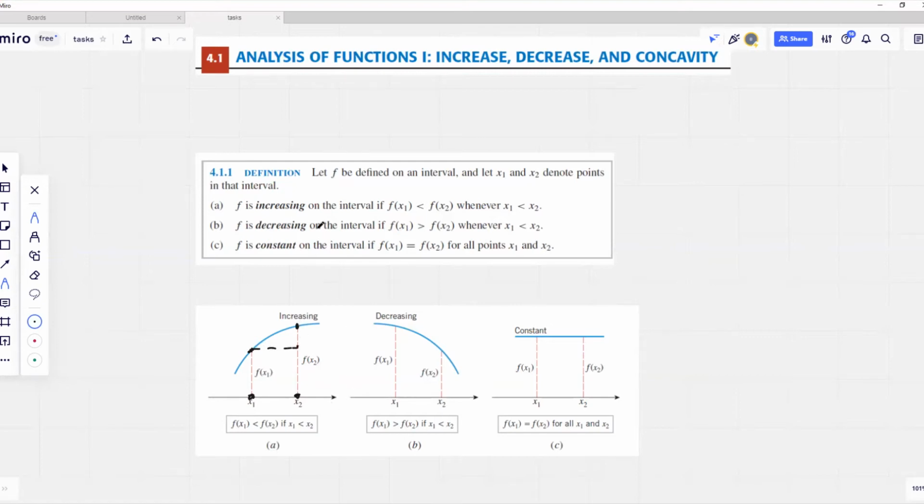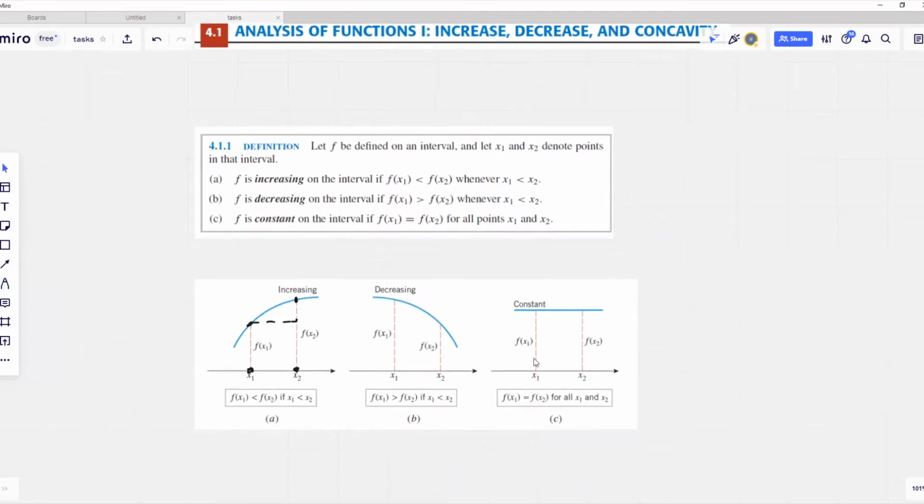All right, we have a similar definition for a decreasing function. Function f is decreasing on the interval if the value of the function at point x1 is greater than the value of the function at point x2 whenever x1 is less than x2. And our function is constant on the interval if the value of the function at point x1 is equal to the value of the function at point x2 for all points x1 and x2 in that interval. Here is a graph for a constant function.